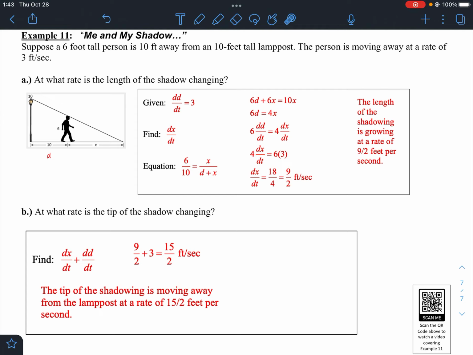And then B, at what rate is the tip of the shadow changing? So we want to know this tip here, how quickly that's moving. So we want to know dx/dt plus dd/dt, how quickly both those two are changing added together. All right, we already know this one is 9/2 and this one is 3. So we add those together and we get 15/2 feet per second.